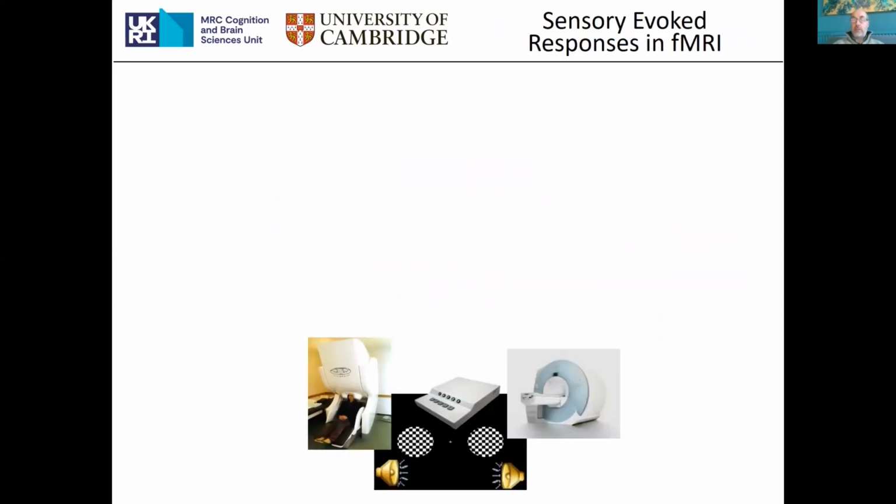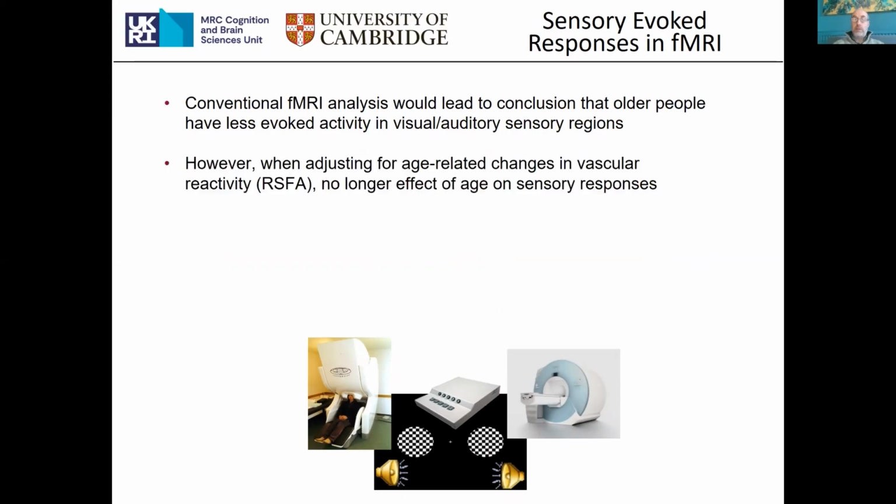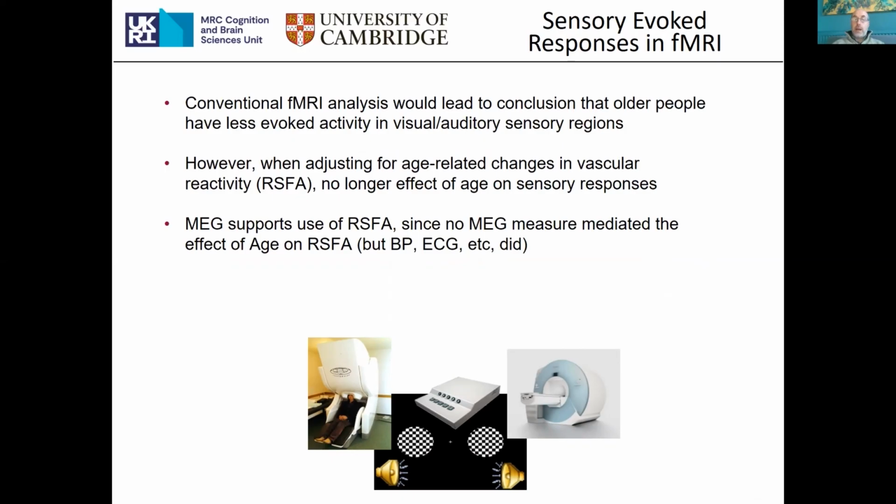for age-related vascular changes. Just to say that all again, conventional fMRI analysis would lead to the conclusion that older people have less neural activity in visual or auditory early sensory regions. But when you adjust for age-related changes in vascular health, there are no longer any significant effects of age that can be captured by fMRI. And MEG supports this use of RSFA because no MEG measure of neural activity mediated the effect of age on RSFA, unlike the vascular measures which did.